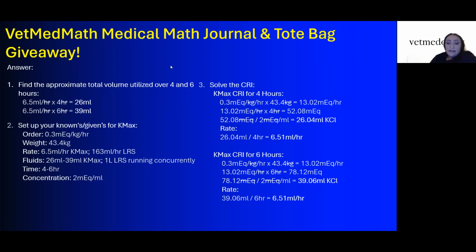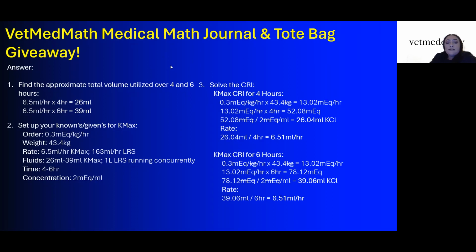Kmax CRI for 6 hours, 0.3 MEQs per kg per hour times 43.4 kgs equals 13.02 MEQs an hour. 13.02 MEQs an hour times 6 hours equals 78.12 MEQs. 78.12 MEQs divided by 2 MEQs per mil equals 39.06 mils KCl. And the rate is 39.06 mils divided by 6 hours, which gives us, again, 6.51 mils an hour.